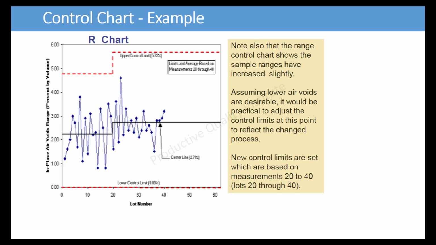Note also that the range control chart shows the sample ranges have increased slightly. Assuming lower air voids are desirable, it would be practical to adjust the control limits at this point to reflect the changed process. New control limits are set, which are based on measurements 20 to 40, lots 20 through 40.